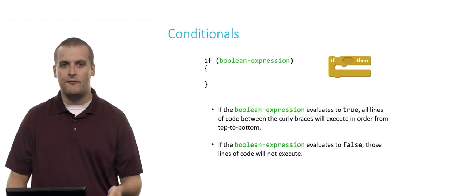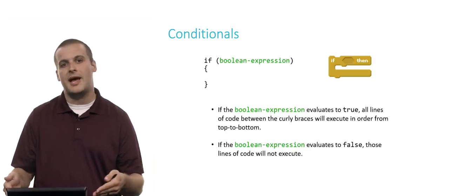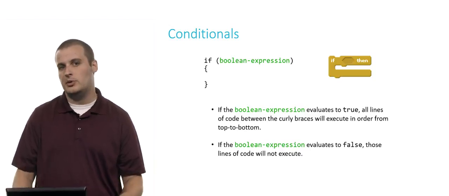If the Boolean expression is false, we'll skip over everything in between the curly braces because we only want to go down that fork in the road if the Boolean expression is true. We can take this one step further with if else.